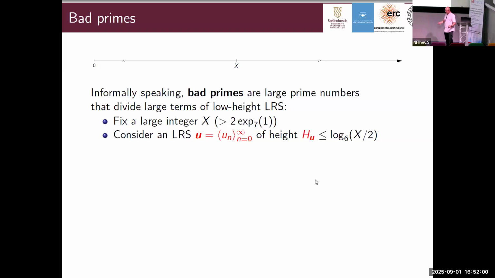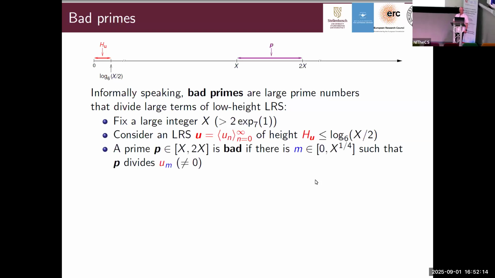You saw these iterated logarithms are quite popular, even from the world of Maynard and Tao and so on. So it's a sequence that starts very low, and this prime is very high. So this is the low sequence. And then the prime is called bad if there is some index m, up to at most x to the 1/4, although you can even replace it for our purposes with the logarithm of x squared or something, such that p divides the mth term, and the mth term of that sequence is not equal to 0.